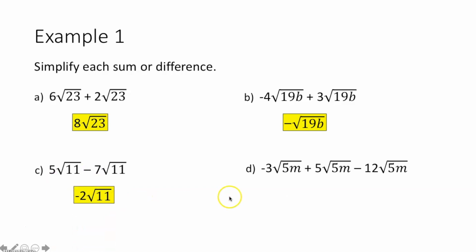Down here, do we have like radicals? Yeah, they're all like radicals. Sweet. So we're going to combine those coefficients. We keep this radical, rad 5m, and we combine the coefficients and put that in front. So what's -3 plus 5 minus 12? That's going to be -10. So your answer is -10 rad 5m.